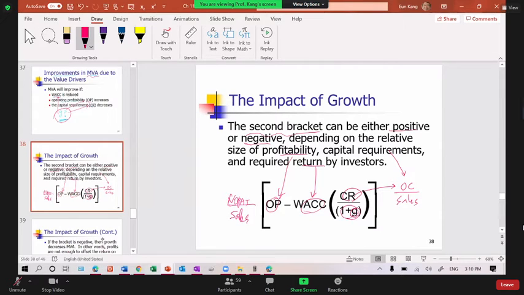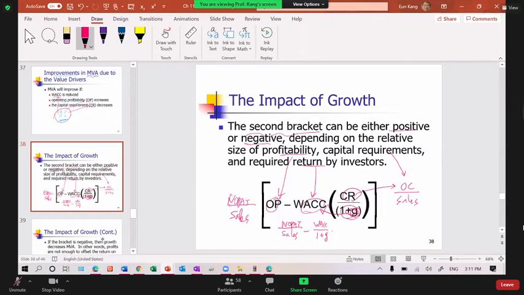So that's not actually clear. You can write down this one this way. That is NOPAT over sales minus, I think you can write it this way, WACC divided by 1 plus G, right? So you put 1 plus G here.